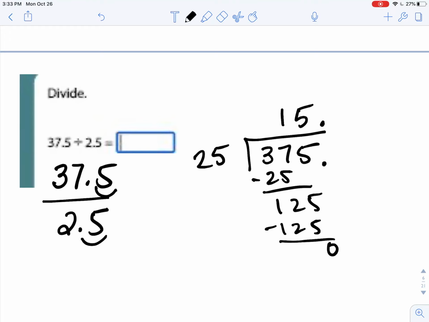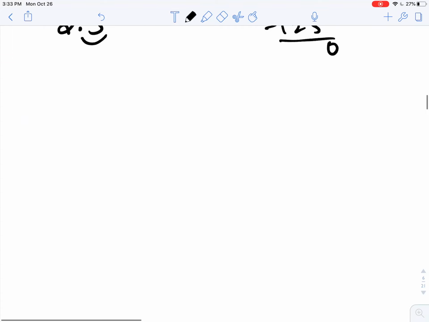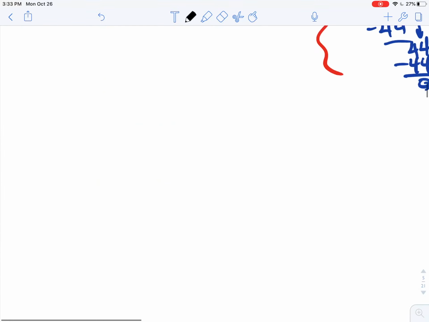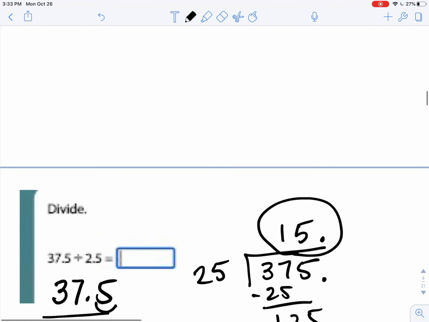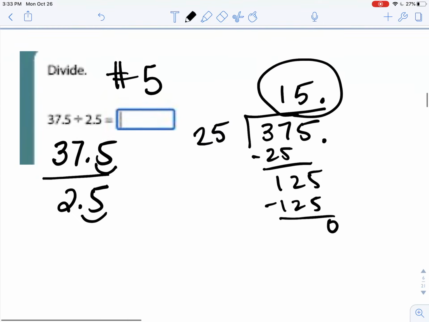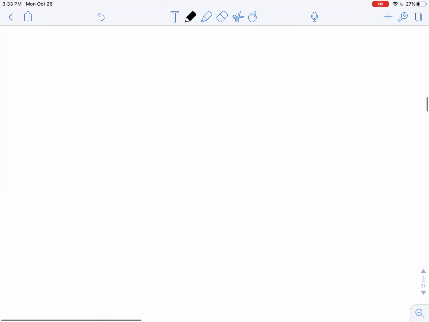Or sorry, let's do the original problem. What is 37.5 divided by 2.5? And I get 15. Yep, 15 is my answer. Which number was this? Sorry about the scrolling back and forth here. Number 4. This is number 5. Number 6.